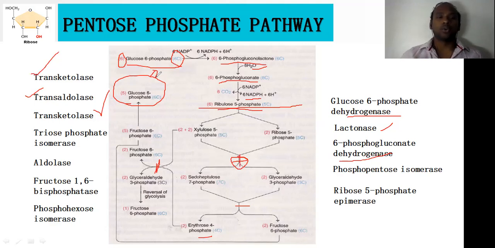It's clear? So here, what are the different kinds of enzymes involved? Of course, this is a reversal of glycolysis. You can see the fructose 1,6-bisphosphatase enzyme, and the phosphohexose isomerase enzyme that converts fructose 6-phosphate to glucose 6-phosphate, and so on. So finally, it gives 5 molecules of glucose 6-phosphate. This we should remember. Initially, 6 molecules of glucose 6-phosphate are involved, and later on, only 5 molecules are regenerated. So 1 molecule of glucose is utilized in this pathway.